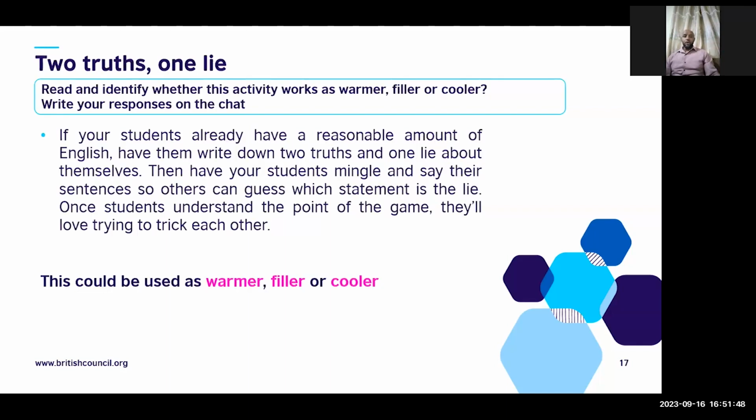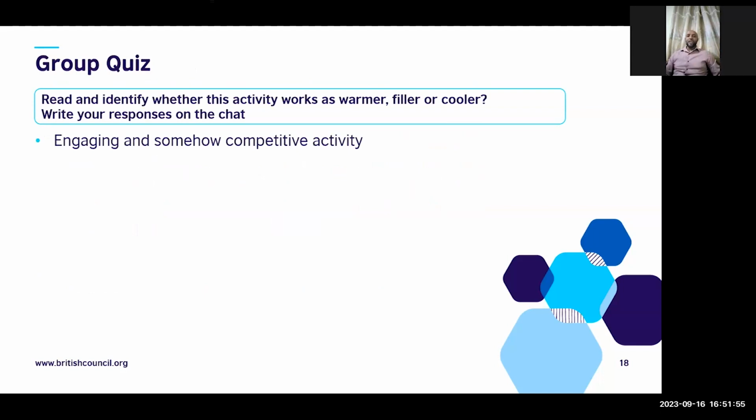Okay, so now let's see. This could be what kind of activity, is it warmer or filler? Now let's go to group quiz, and then we will see. Okay, group quiz. What kind of activity do you think is group quiz?